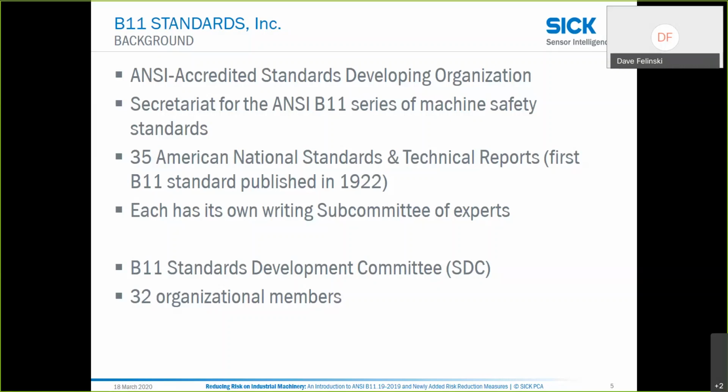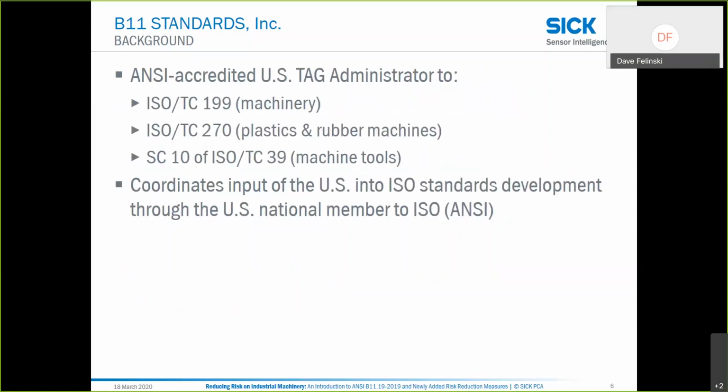Now, what I'd like to do is talk just briefly about two of the main, I'm sorry, next slide, yeah. Just to mention, in addition, B11 Standards is also the United States Technical Advisory Group administrator to 3 different ISO technical committees, ISO TC199 on machinery safety.